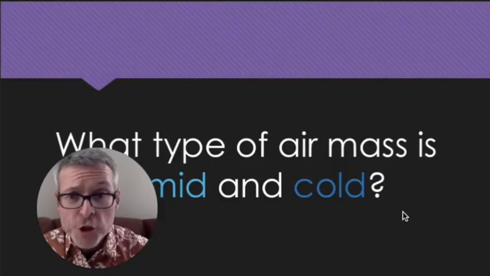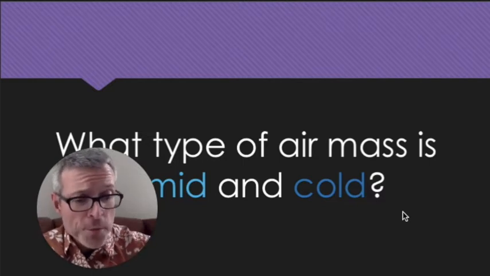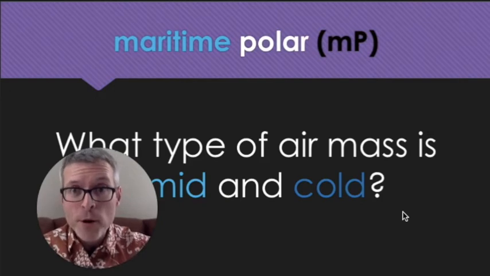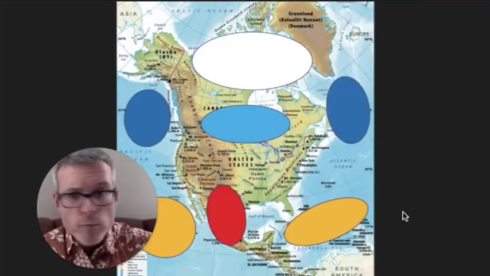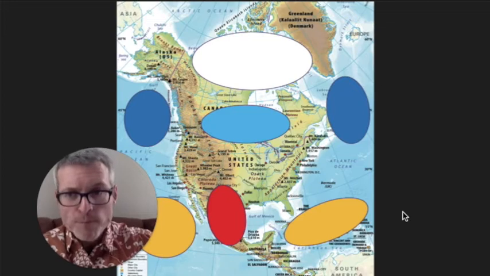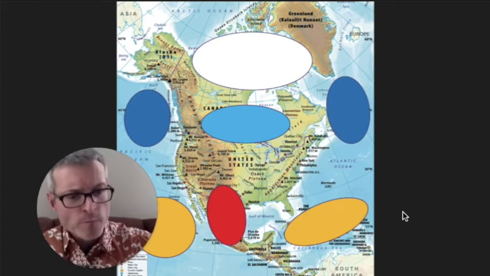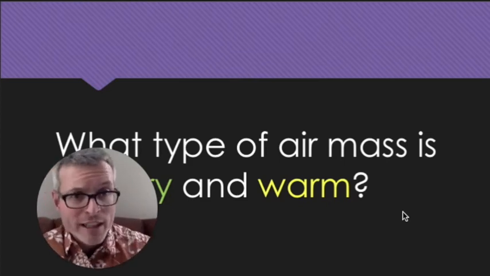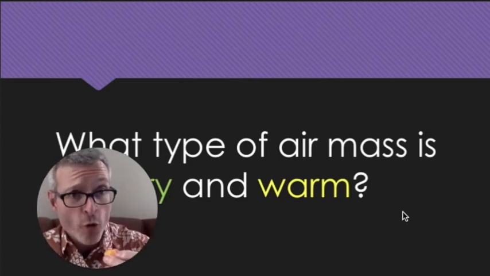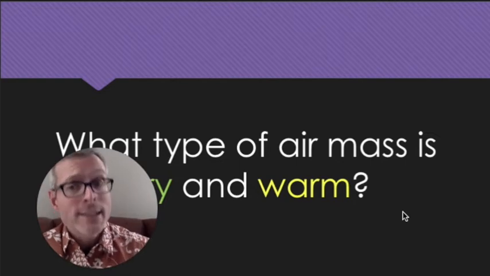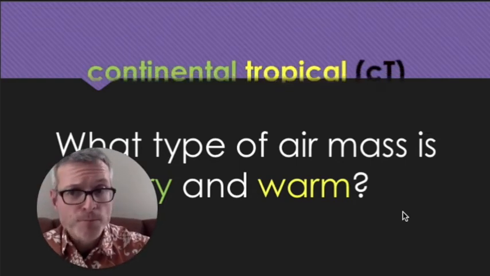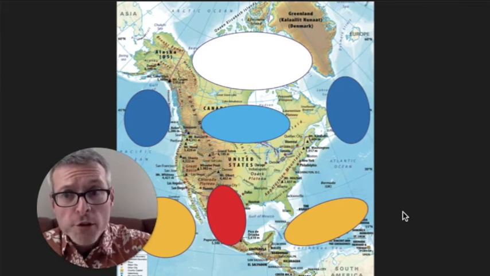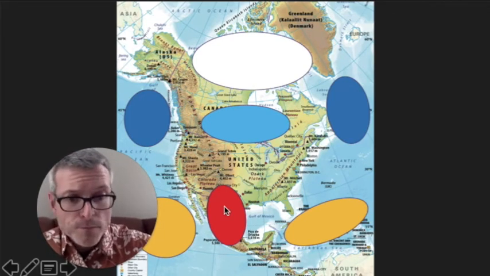What type of air mass is humid and cold? Humid and cold. If you said maritime polar, yes. Another cheese ball. You got it. Next question. What type of air mass is dry and warm? Dry and warm. Survey says continental tropical, which is located right there. Boom!